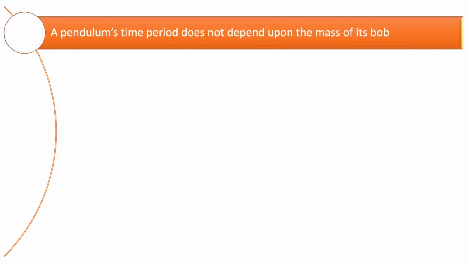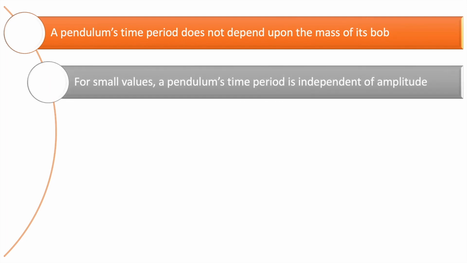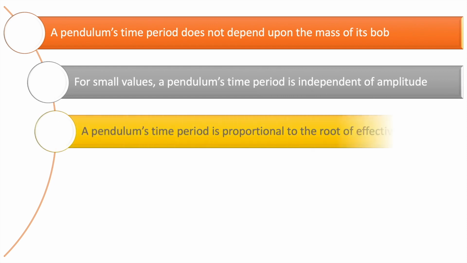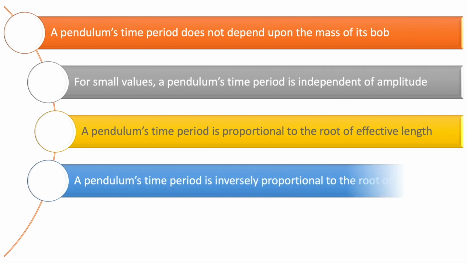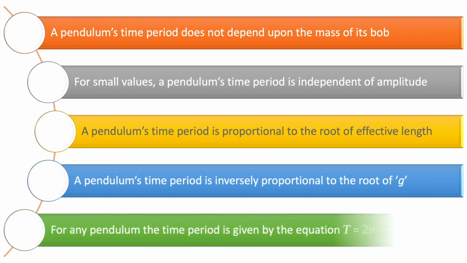A pendulum's time period does not depend on the mass of its bob. For small values, a pendulum's time period is independent of its amplitude. A pendulum's time period is proportional to the square root of the effective length. A pendulum's time period is inversely proportional to the square root of the acceleration due to gravity g. And for any pendulum, the time period is given by the equation T equals 2 pi under root L upon g. So that's all in this video.